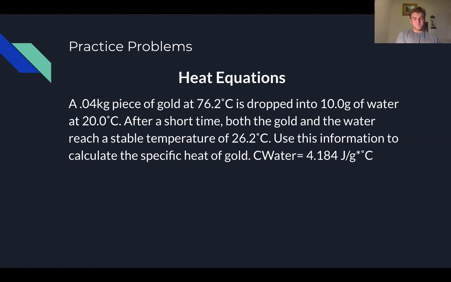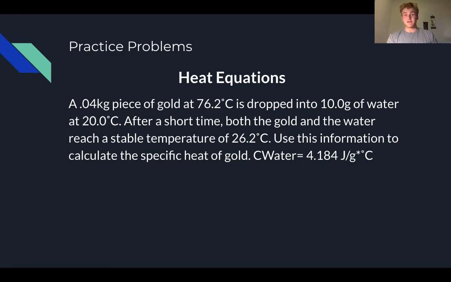A 0.04 kilogram piece of gold at 76.2 degrees Celsius is dropped into 10 grams of water at 20 degrees Celsius. After a short time, both the gold and the water reach a stable temperature of 26.2 degrees Celsius. Use this information to calculate the specific heat of gold.